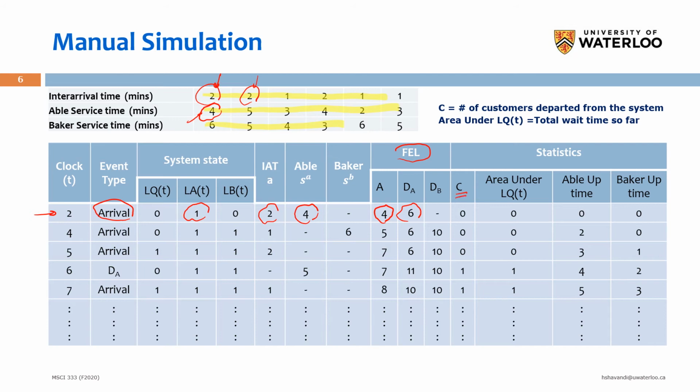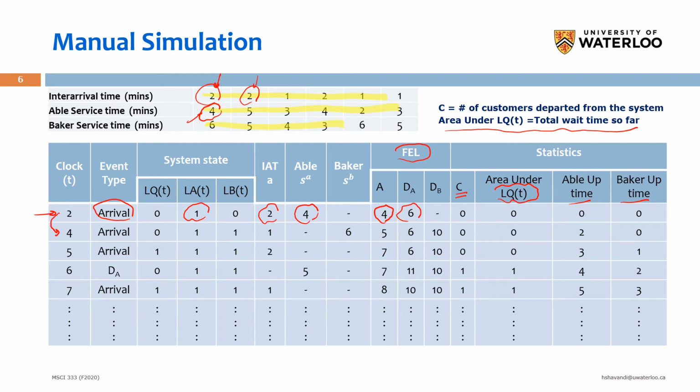So C is the total number of customers departed from the system. And LQT actually is the number of customers waiting in line at time T, and Able uptime and Baker uptime. So by having LQT, area under LQT will be the total wait time so far. Okay. So again, as you see here, we actually ordered the events in FEL. So the next event is arrival at time 4. So we advance time from 2 to 4.